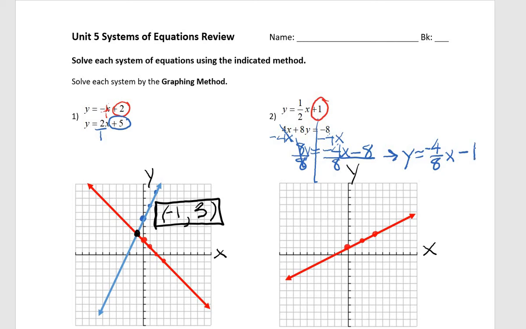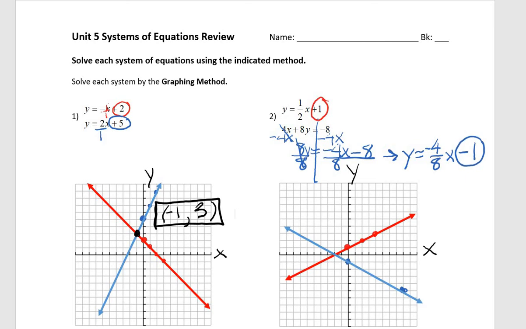Now I can graph this. So I'm going to start at negative 1 on the y-axis. And then my slope is negative 4 over 8. Negative 4 over 8. So we're going to go down 4. 1, 2, 3, 4. And to the right 8. And then we'll connect that with the straight line.